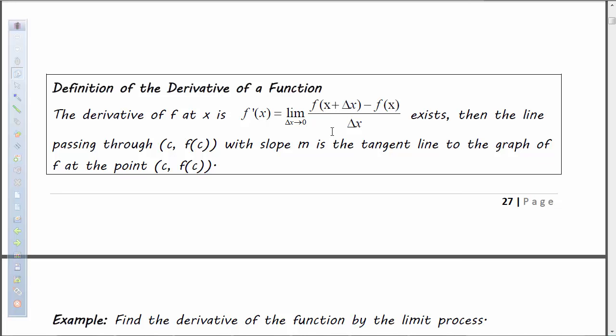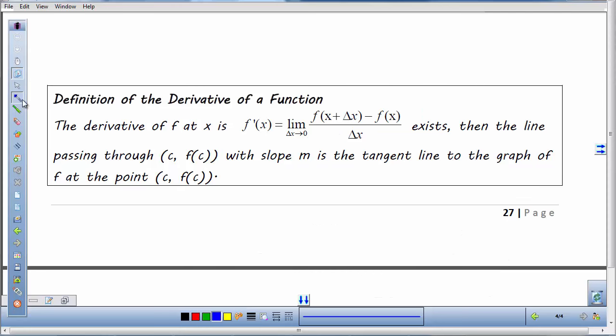Then the line passing through c, f of c with slope m is the tangent line to the graph of f at the point c. When we talk about a tangent line, we're talking about a line used to estimate the slope of a function. Let's say we have a function that looks like this, and I'm interested in the slope at this point. Then I'm going to draw a line that just touches the function, at least in this local area, at that point. And I use this line to estimate the slope at the point.